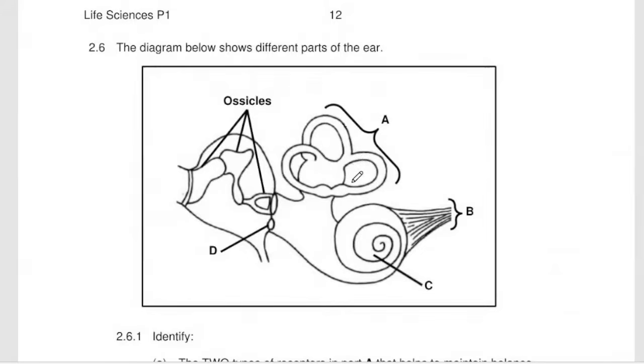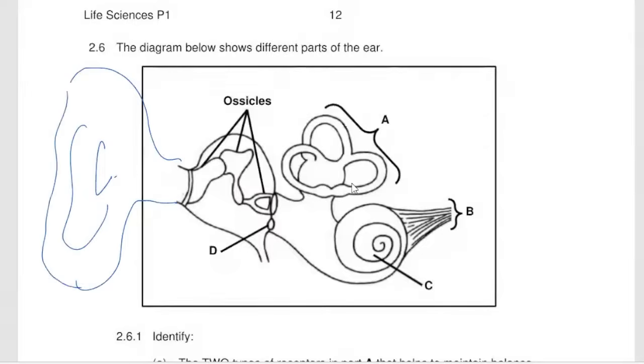Then let's go to the ear. Make sure that you know how to draw the ear. Remember that the ear goes like that, and then you have that part, so that now it's complete.